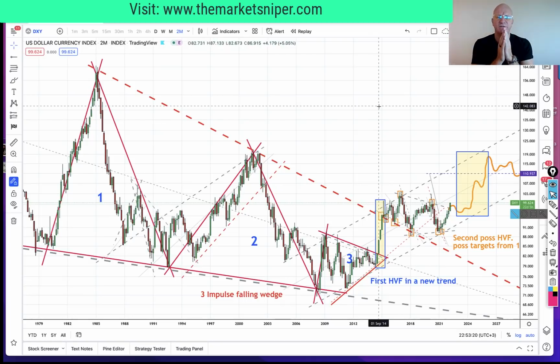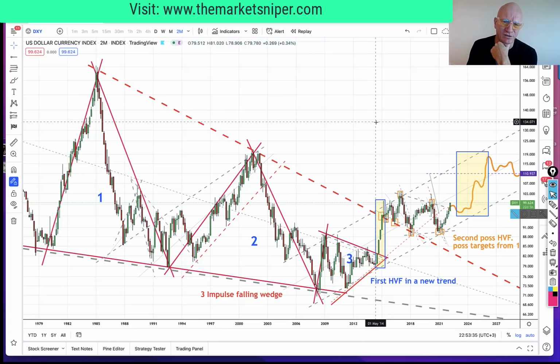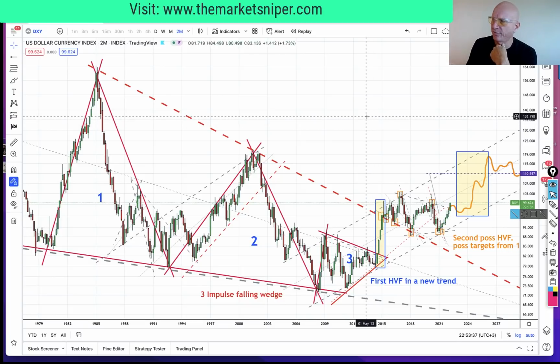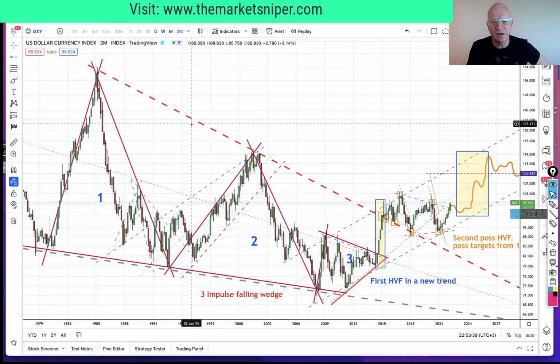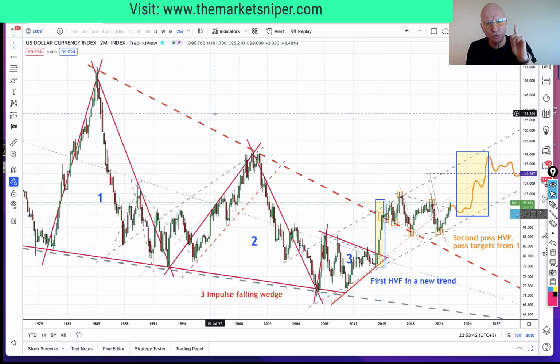So, how many times have I put this chart in front of you? A number of times, because understanding the dollar and what the dollar does next is imperative to understanding timing and making your best decisions on how things are going to pan out. We have put forward this falling wedge scenario a number of times, and it continues to comply.